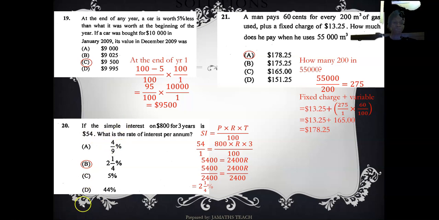So then, we have 54 equal principal, the rate that we don't know, and time. We simplify by cross multiplying, numerator by opposite denominator, so 54 times 100, 5400, and that's equal to 800 times 3, 2400 R. We want R to be the subject, so we divide both sides by the coefficient of R, and when we finish cancelling, 0 cancel 0, 0 cancel 0, we end up with 1.25%. So our answer is B.